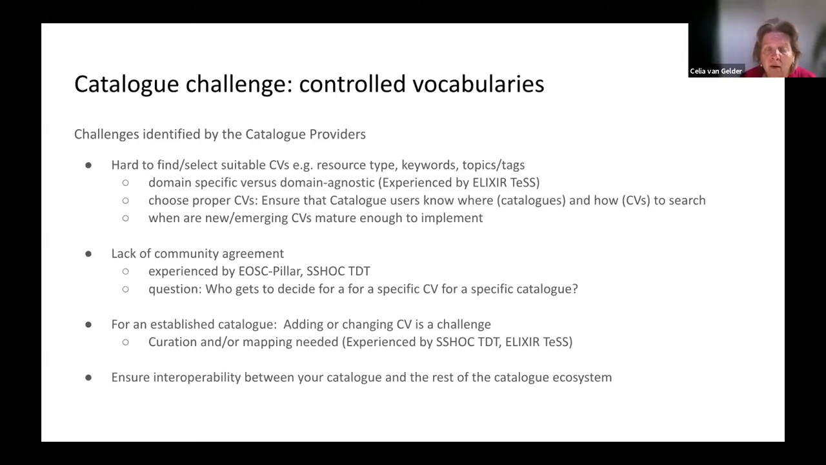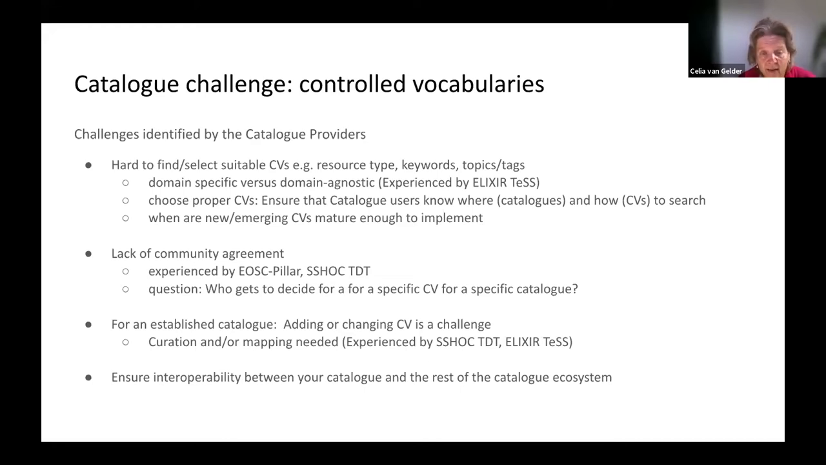So one of the things is that it's very hard sometimes to find the suitable controlled vocabulary or vocabularies that you have to use. For instance, in our case, we have a domain-specific one and we also need a domain-agnostic one. It's also important that the controlled vocabulary is really close to the heart, so to speak, of the foreseen users of your catalogue. Because if it's not something that they can relate to, they will not be able to use it in a good way to do their searches.